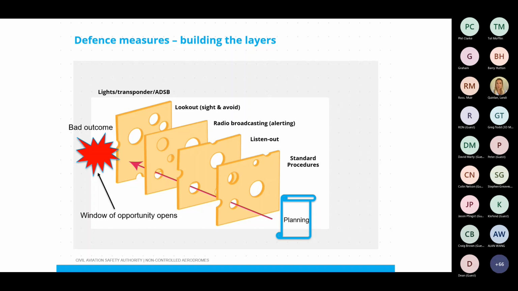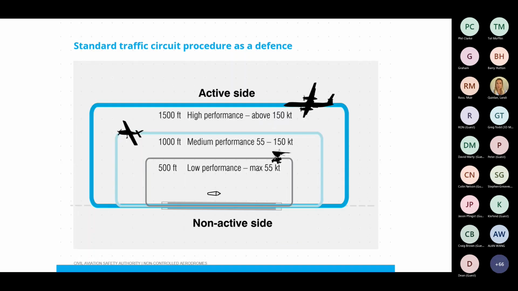So let's go on and have a look at the next slide. This is just an example of a specific defence that we've got in terms of operating in a busy circuit, for example. So in this particular case, we've got aircraft at different speeds flying at different levels downwind. So we've got low performance aircraft with a maximum of 55 knots as a normal downwind speed at 500 feet, and then we move up to 1,000 feet where we've got, I guess, the majority of our traffic in general aviation between 55 and 150 knots indicated downwind.